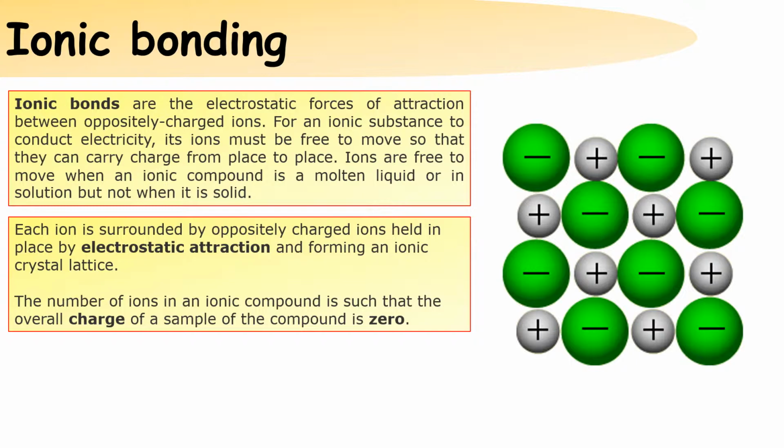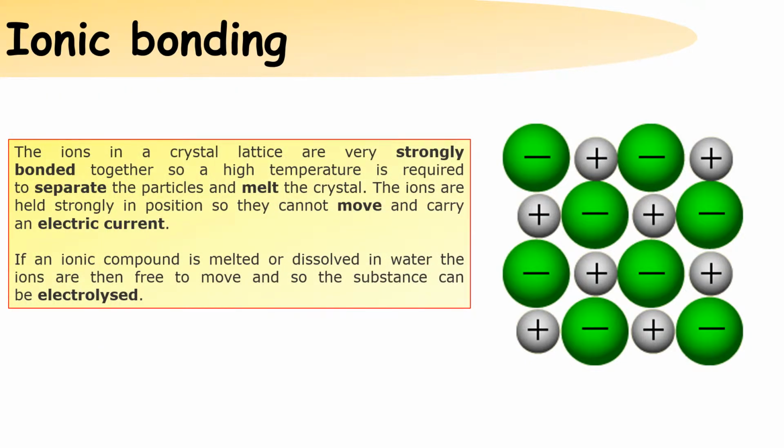Each ion is surrounded by oppositely charged ions held in place by electrostatic attraction to form a giant ionic lattice. The number of ions in an ionic compound is such that the charge of a sample of the compound is 0. The ions in the crystal lattice are very strongly bonded together, so require a high temperature to be separated, so have a high melting point.